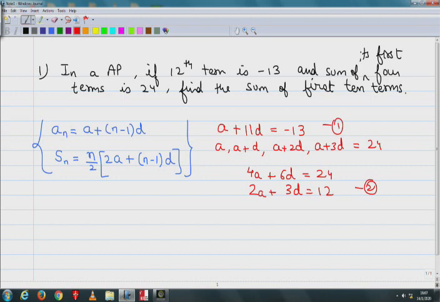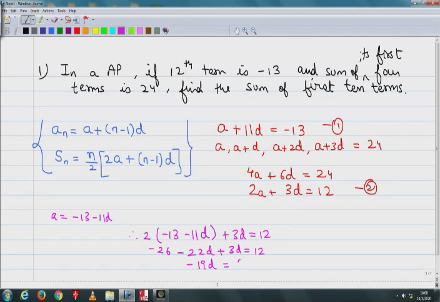We can find the value of a from the first equation. So a can be written as minus 13 minus 11d, and we put it in the second equation. The second equation becomes 2 times minus 13 minus 11d plus 3d is equal to 12. This becomes minus 19d, and 12 plus 26 is 38. So d will be equal to minus 2.